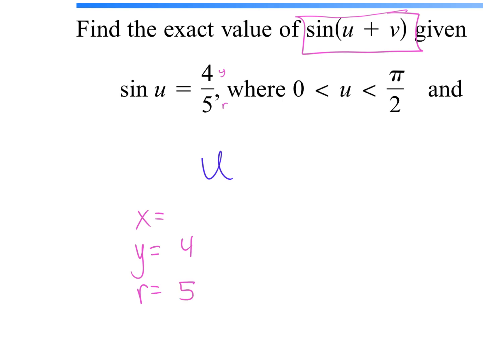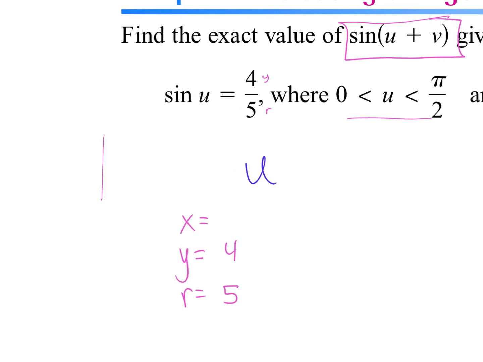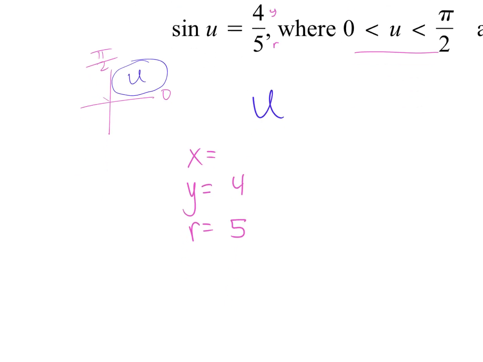Now I have to find the X value, but the second piece of information is telling me something. It's telling me that triangle U lies between 0 and pi/2. Okay, so triangle U is here. Why is that important information? The signs. Your X value and your Y value are both what? Positive, because it's in the first quadrant. Perfect. So how do you find X?